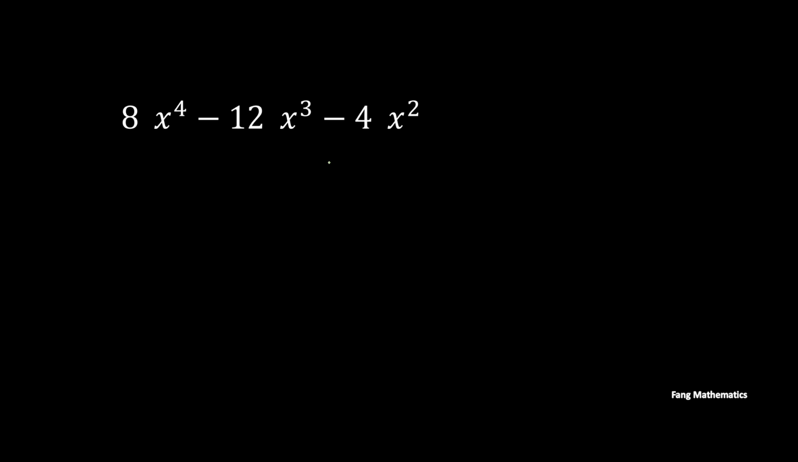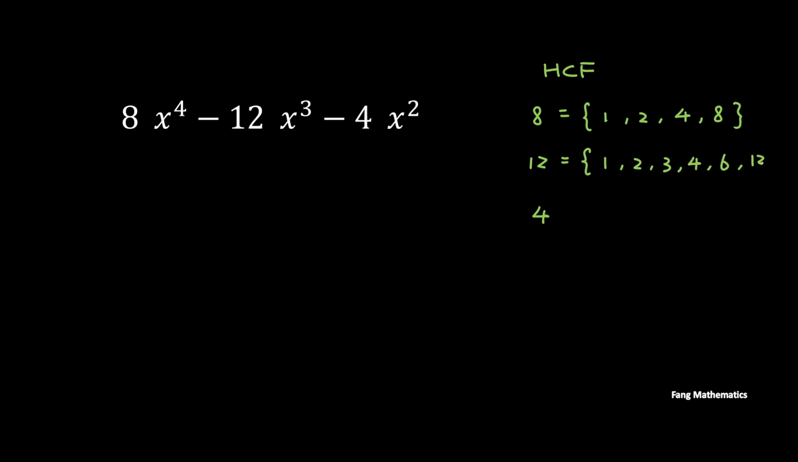Moving on, we are to factorize this expression with three terms. And we are to look at the numbers. We have three numbers, 8, 12, and 4. Let's just ignore the sign first. 8, you have 1, 2, 4, 8 as the factors. 12, you have 1, 2, 3, 4, 6, and 12. And 4, 1, 2, 4.